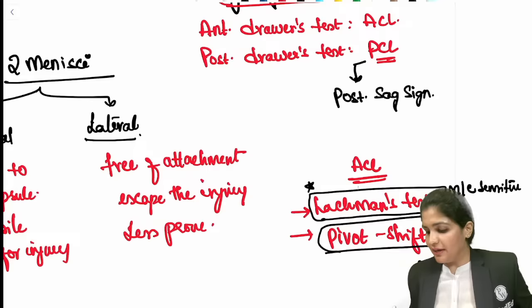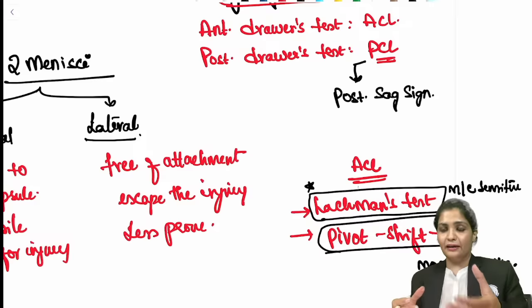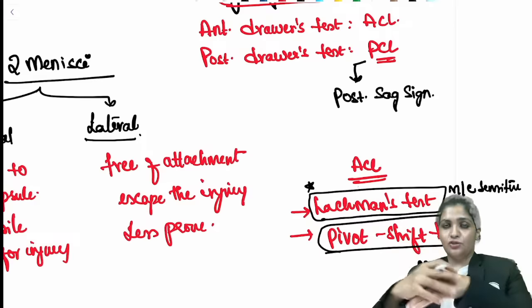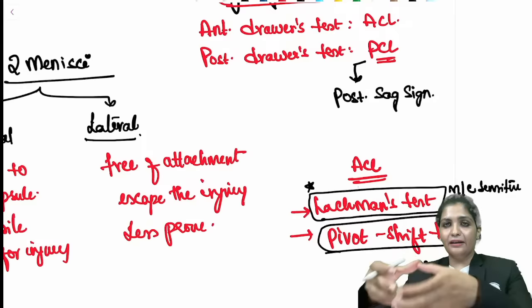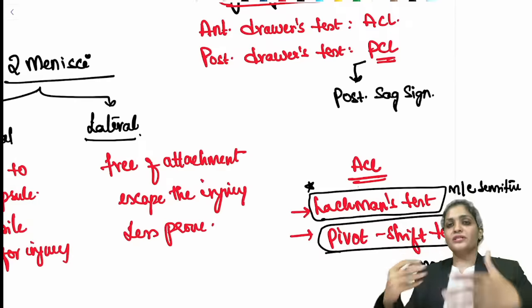So specific for ACL is the pivot shift test and more sensitive is Lachman's. Lachman's can be done even in a painful condition. So even if you are injured, you can perform this test immediately. But for ACL, you can't flex the knee joint in case of acute injuries. So Lachman's is considered to be the most sensitive.